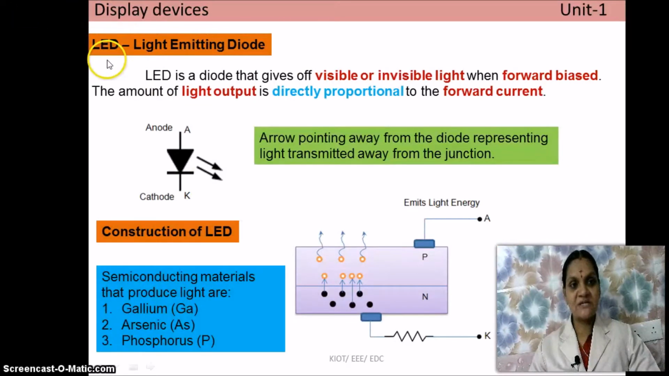Display devices, first one, LED. What is the definition of LED? LED is a diode. In the last video we discussed the PN junction diode and Zener diode. LED is another category of diode that emits light, whereas a Zener diode and PN junction diode emit heat. Whenever we use devices, the major thing is that energy can be converted from one form to another. It can neither be created nor destroyed, but it can be converted from one form to another.